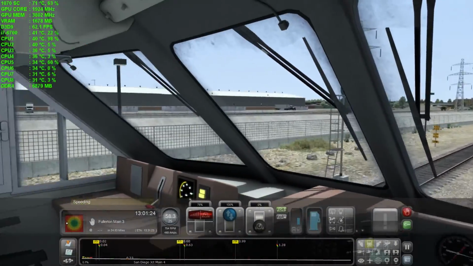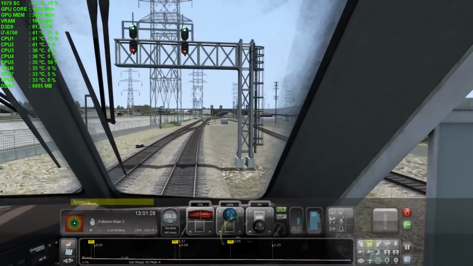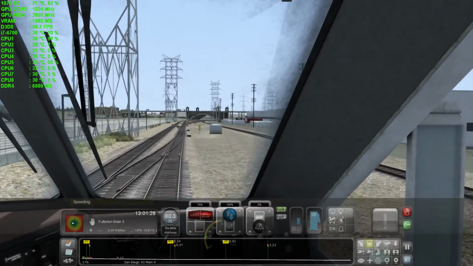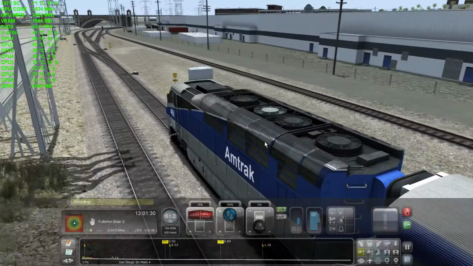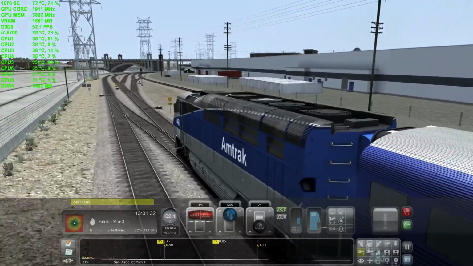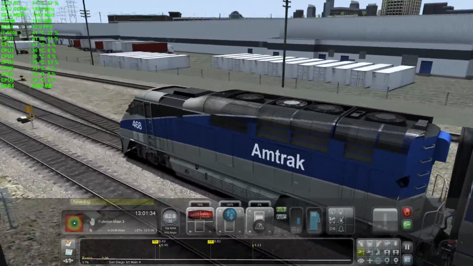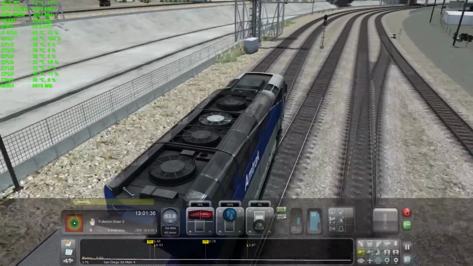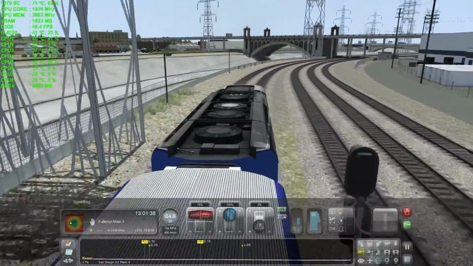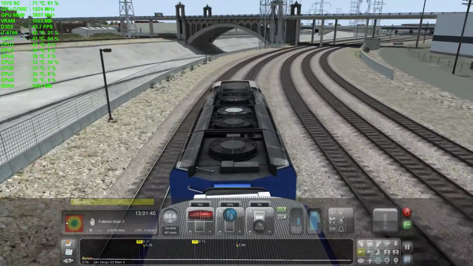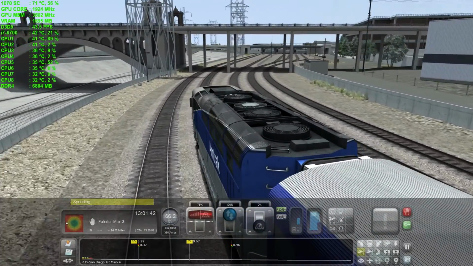Northeast Corridor. And let's say that's because Northeast Corridor isn't as dense from a graphics perspective. Okay, let's give that the benefit of the doubt. But still, I'm pretty happy with these. You know, I could live with this. I could play the game at these frame rates. All right, so that's the Surfliner.